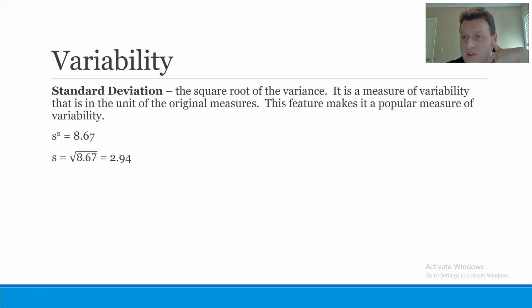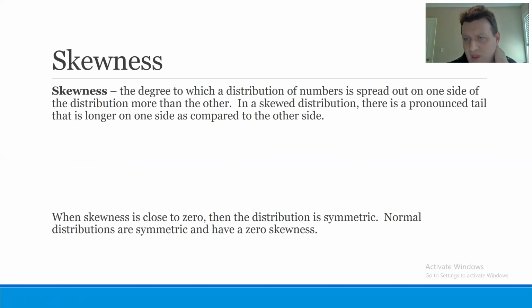Sometimes with statistics, we need the variance for a formula. Sometimes we need the standard deviation for a formula. It's easy to convert the two of them. As long as I give you one, you should be able to convert it to the other. Okay, so that is variability: standard deviation and variance.